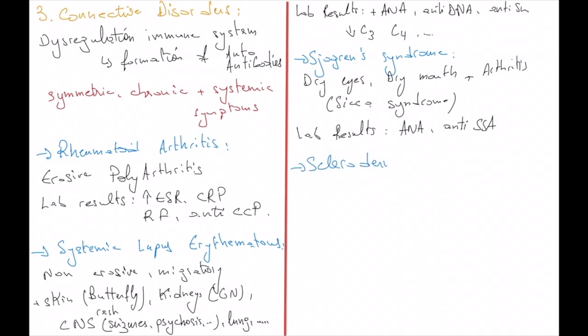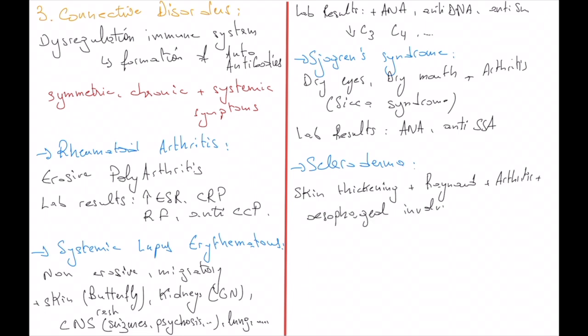There is also systemic sclerosis or scleroderma, not uncommon but easy to diagnose on physical exam. Features include thickened skin, Raynaud, arthritis, and esophageal dysmotility and the GI involvement, gastrointestinal involvement. In labs, we have positive ANA. This time we have anti-centromere or anti-Scl70 positive.